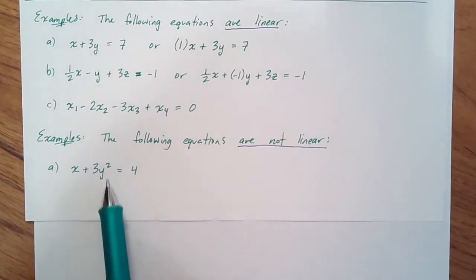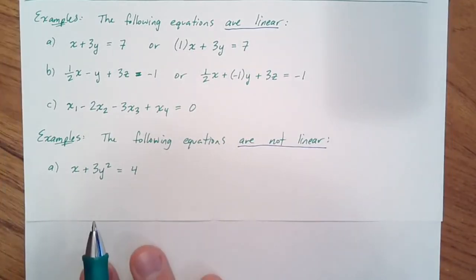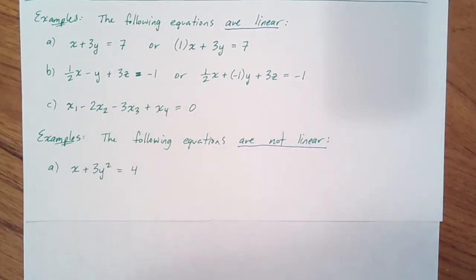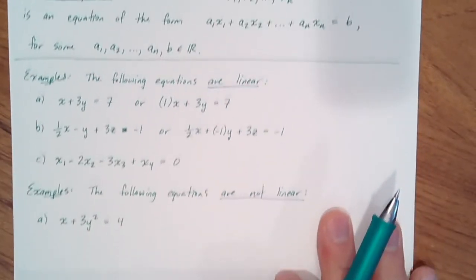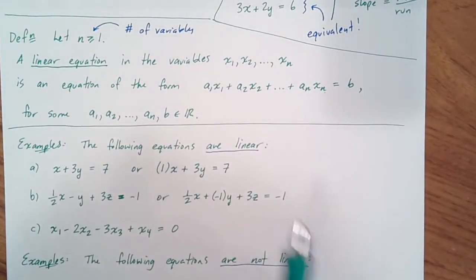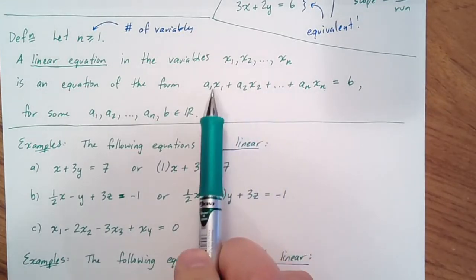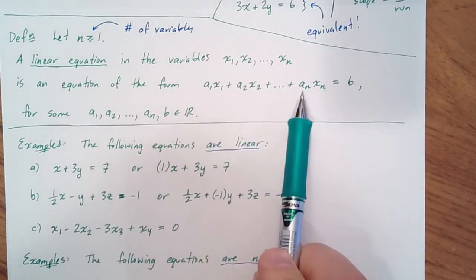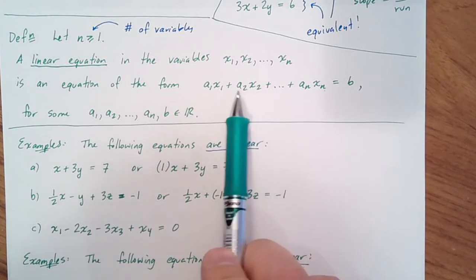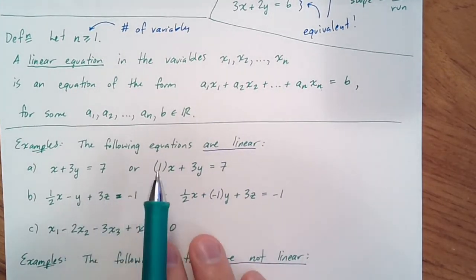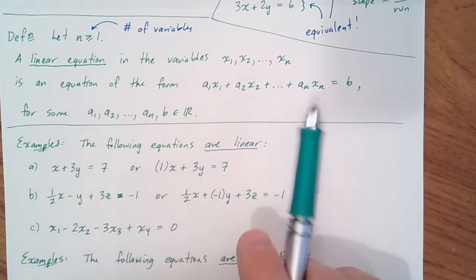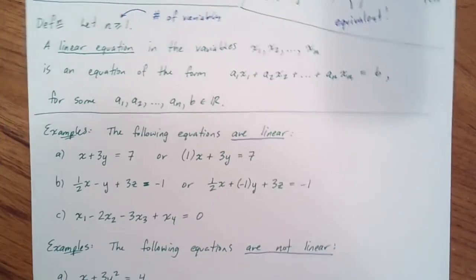And the answer is because of this squared. Nowhere in the definition of a linear equation did we allow for exponents on the variables. That just simply wasn't allowed. I'll pull this down so we can see it in front of us again. Remember, a linear equation, you've got your variables. Each one of those variables, you're allowed to multiply by a constant coefficient. And that was it, and then add the terms together.